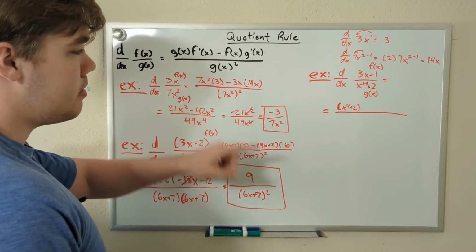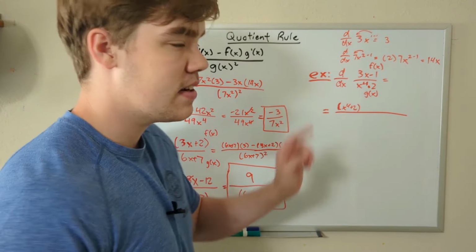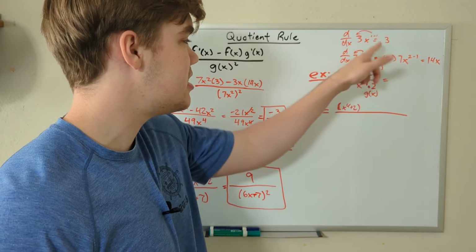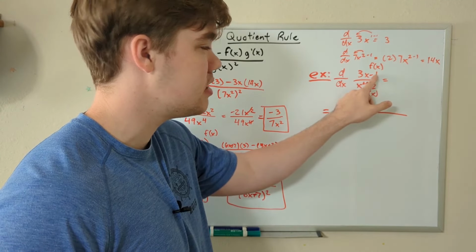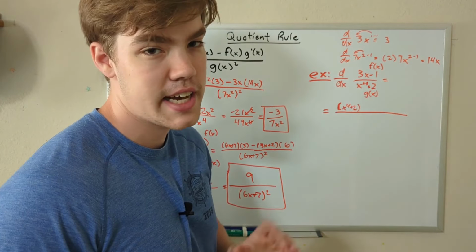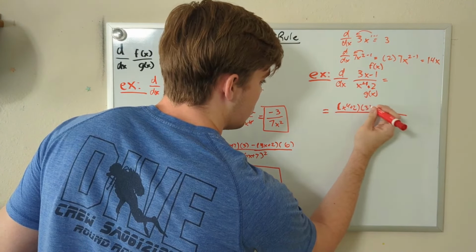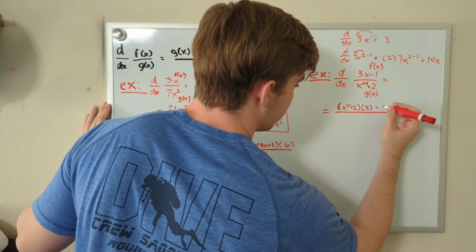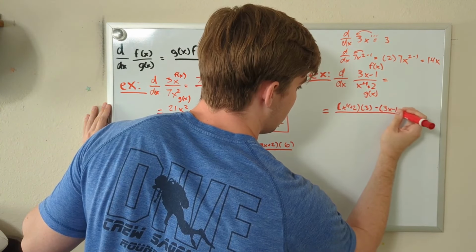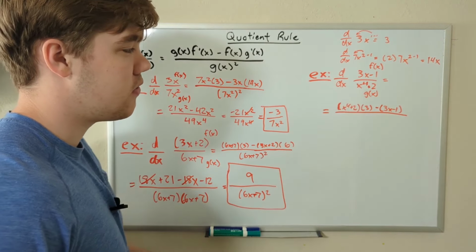So to find f prime of x, we just need to find the derivative of 3x minus 1. The derivative of 3x minus 1 is equal to 3, just like before. The derivative of a constant is just equal to 0. And the derivative of a coefficient multiplied by just x with no power is just the coefficient. So this is just 3. Now we just have to subtract f of x, which is 3x minus 1, and multiply that by the derivative of x to the fourth plus 2.